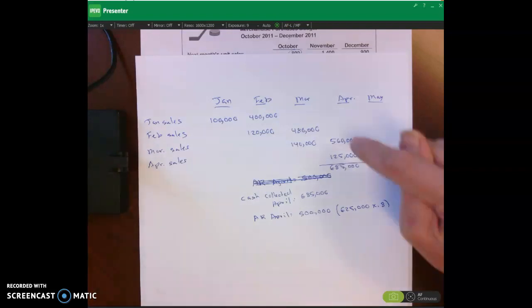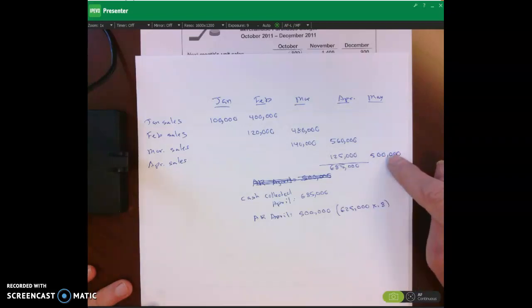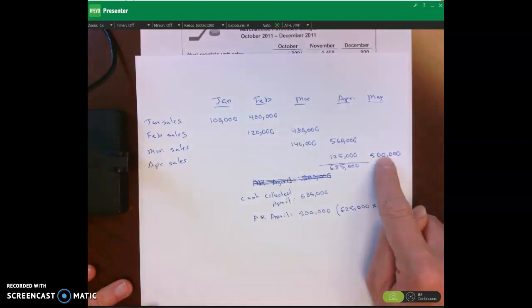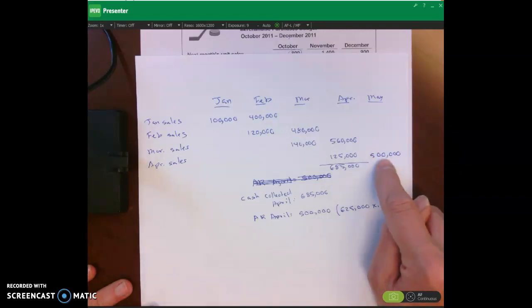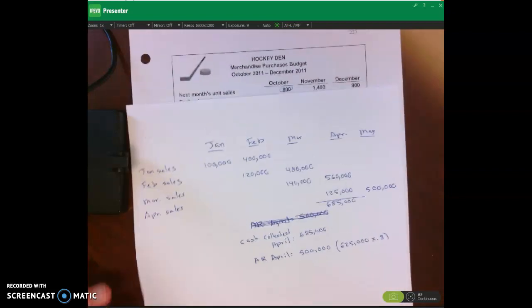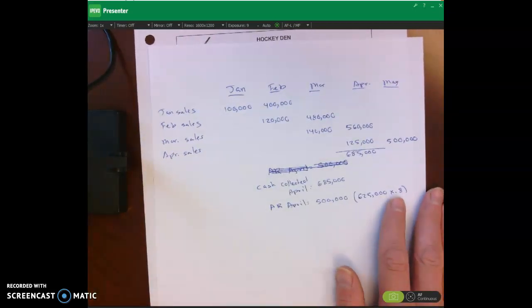Okay, so let's see how you did. So we have our total cash collected for April. It's $685. And then our accounts receivable balance at the end of April is $500,000. And you can see that's April sales collected in May. So that's how much of April sales we did not collect by the end of April, which is the accounts receivable balance. And that's $500,000. You could also get that by taking the sales for April of 625,000, which is right here, times 0.8, because that's how much you collect in the next month.